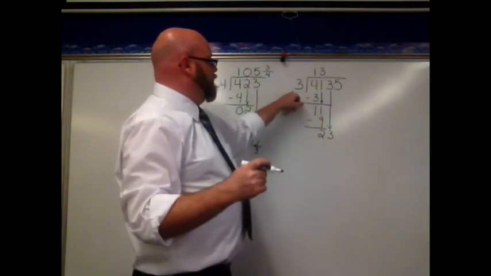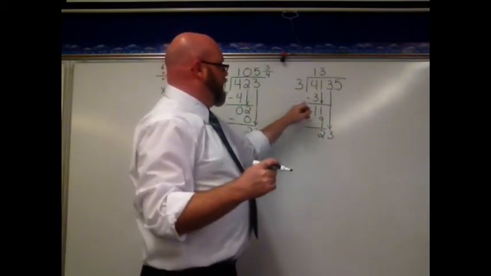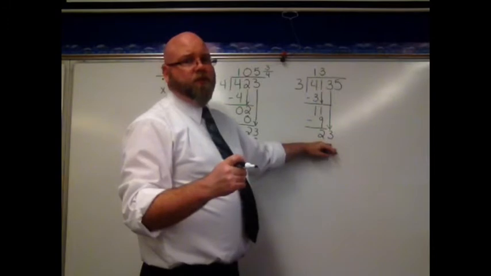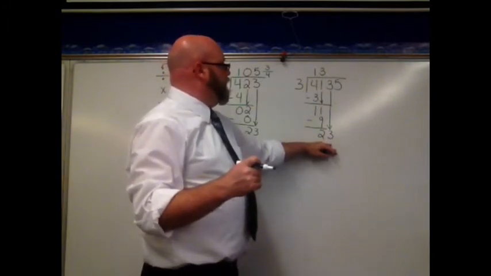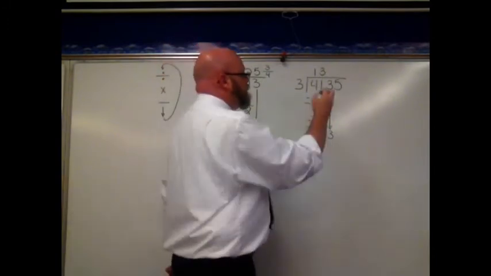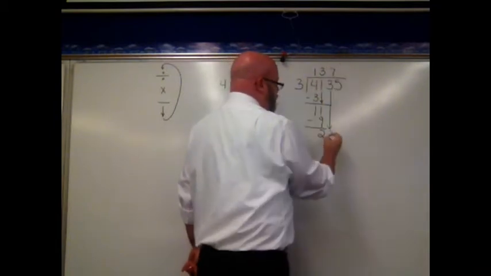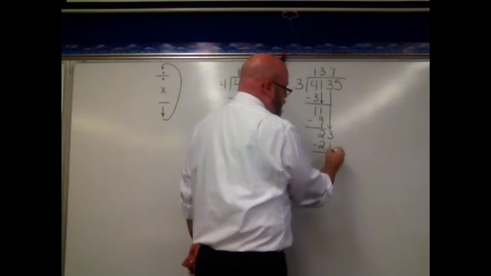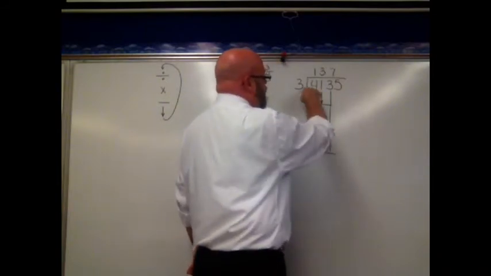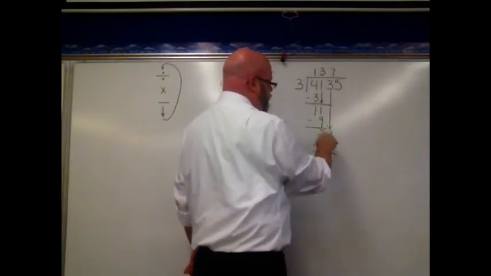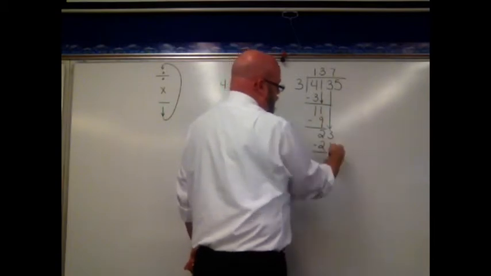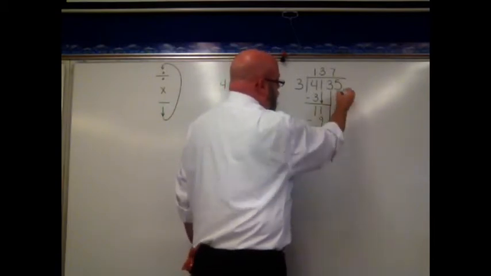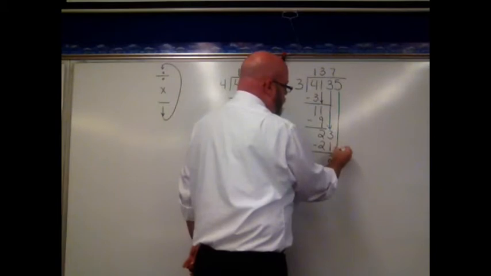23 divided by 3. Well, 3 times 8 is 24, but that's too much. So I'm going to think, 3 times 7. That gets me 21. So 23 divided by 3 was 7. 7 times 3 is 21. I subtract, I get my 2. Bring down my 5.